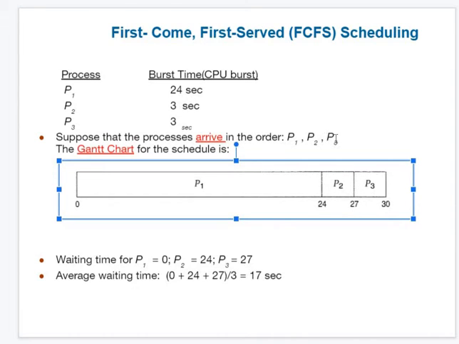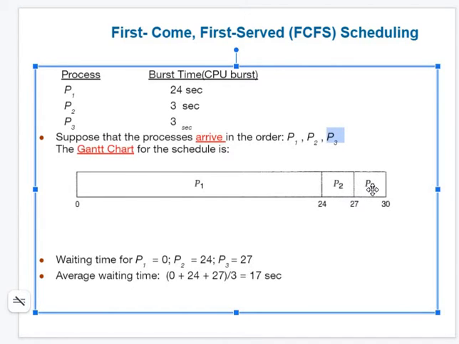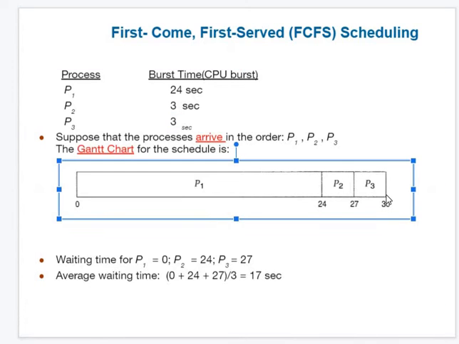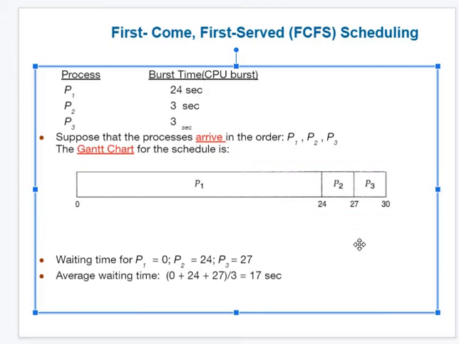So after P2, what is there in the given order? P3. So P3 will be here. It started at 27. 27 plus this 3 is 30. Hence I will close here at 30 and put one vertical line. That finishes the Gantt chart. Now, how to calculate waiting time?